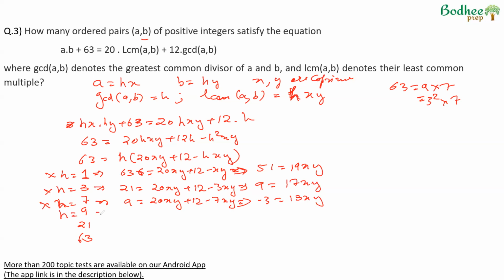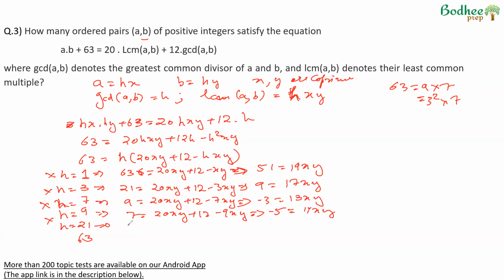If h is equal to 9, 63 by 9 is 7, which is equal to 20xy plus 12 minus 9xy. Again, the same problem. 7 minus 12 is minus 5, which is equal to 11xy. xy is negative, not possible. h is equal to 21.